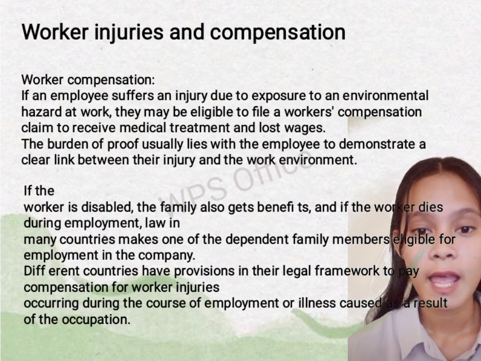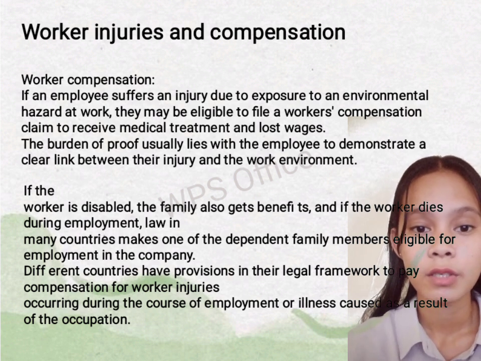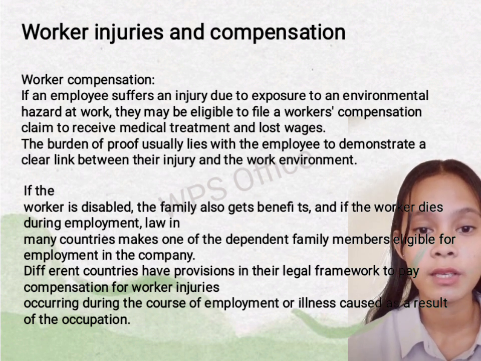Workers' injuries and compensation. Claiming benefits: if a worker is injured due to an environmental hazard at work, they can typically file a workers' compensation claim to receive medical treatment and lost wages. Legal considerations: depending on the severity of the injury and the jurisdiction, workers may also have the right to pursue legal action against their employer for negligence.